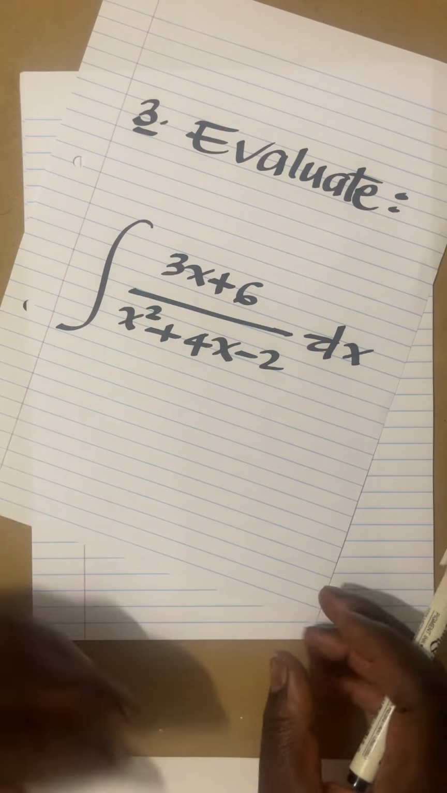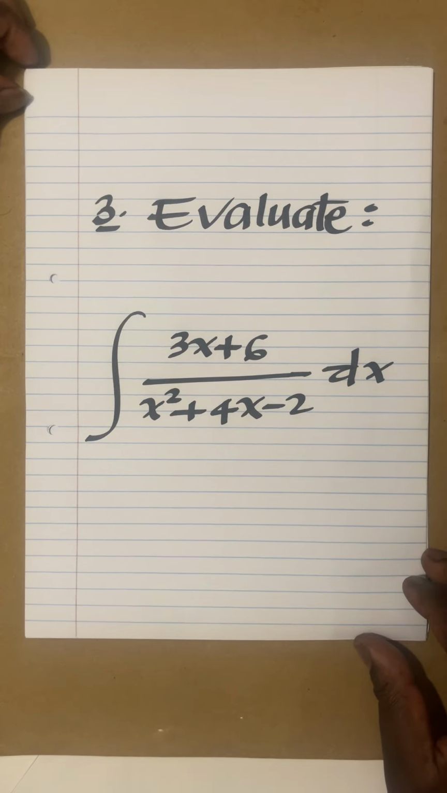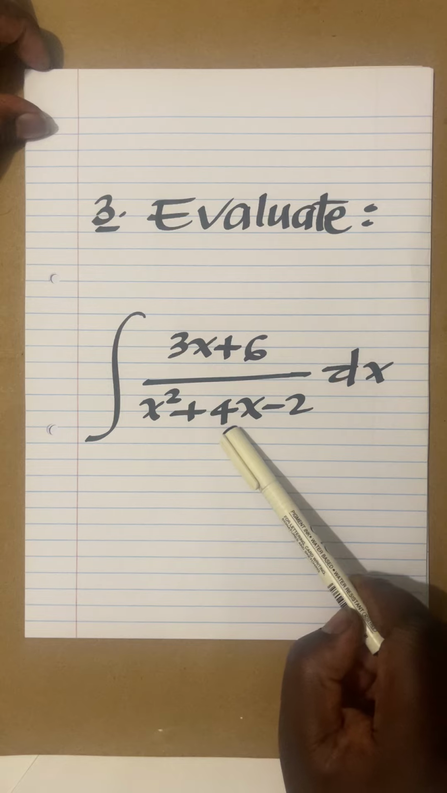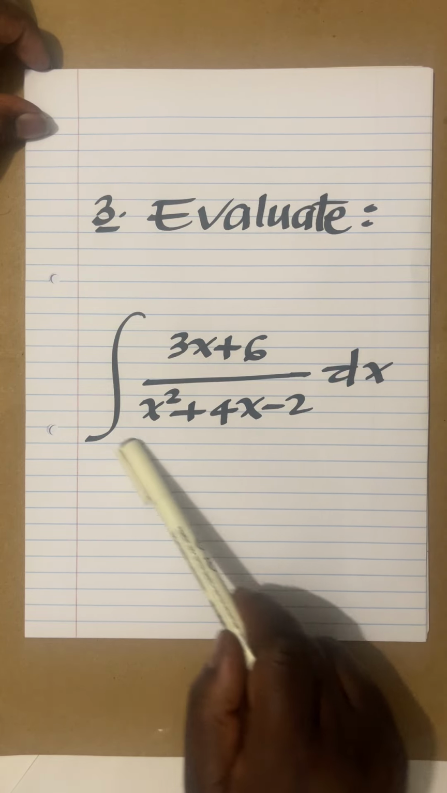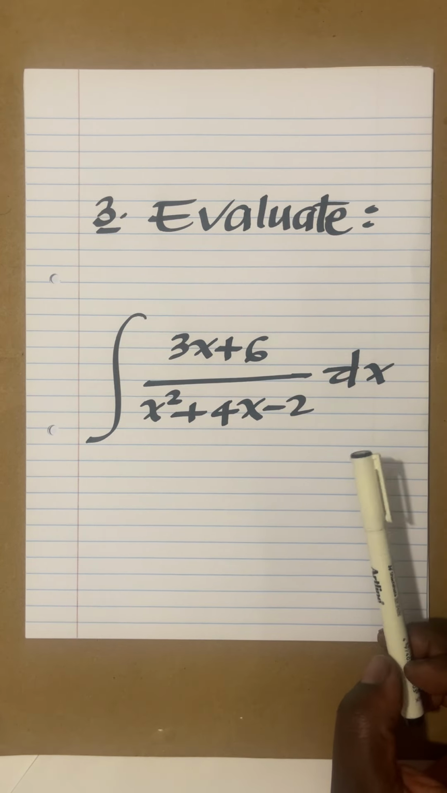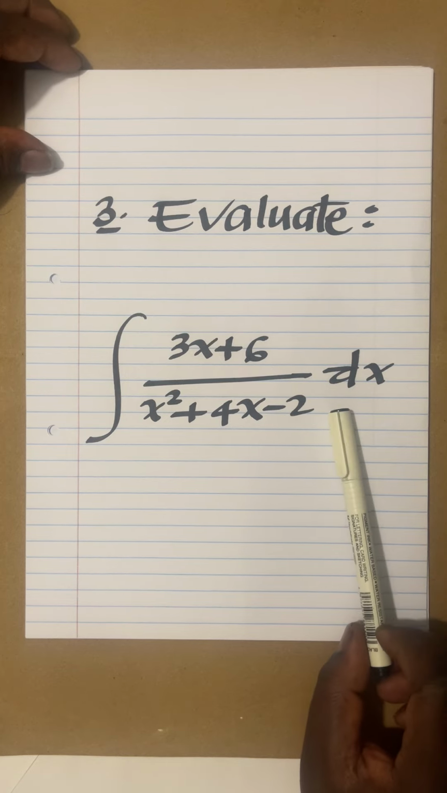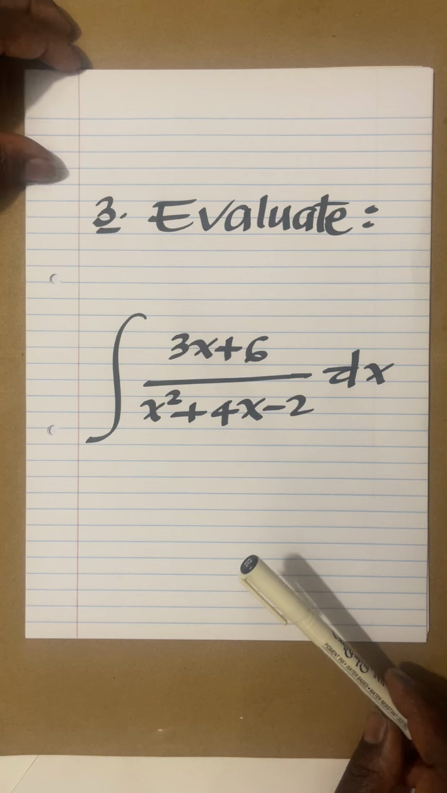Right, our third integral is this one. You can see they are not looking very friendly. So we are supposed to evaluate the integral of (3x plus 6) over (x squared plus 4x minus 2) dx. Naturally, when you see the quadratic expression in the denominator, what comes up in your mind is the trig substitution. But we have to first of all check, is it possible for us to use other techniques of integration? Obviously, u-substitution comes in.